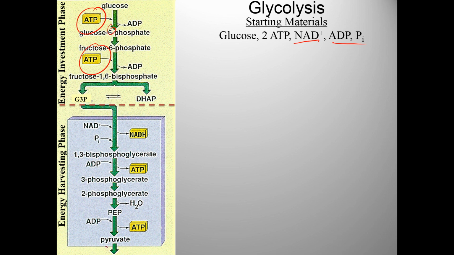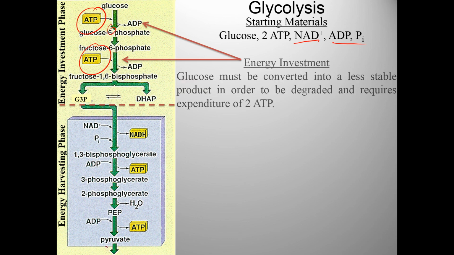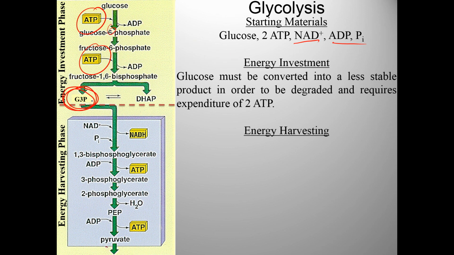Alright, so you have this fructose 1,6-bisphosphate molecule that splits into 2 3-carbon molecules of G3P. Alright, so during the energy harvesting phase, this is where we're actually capturing energy from various intermediates of glucose during this process of glycolysis.